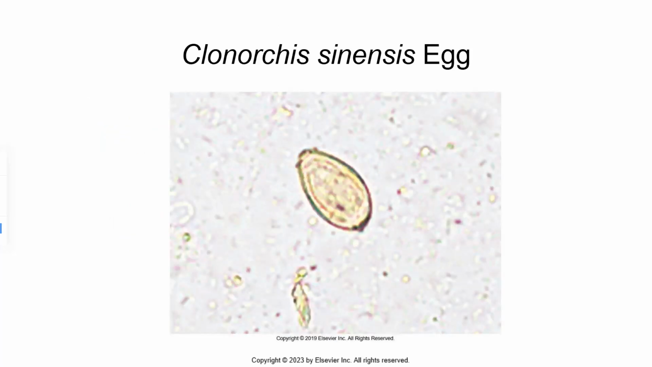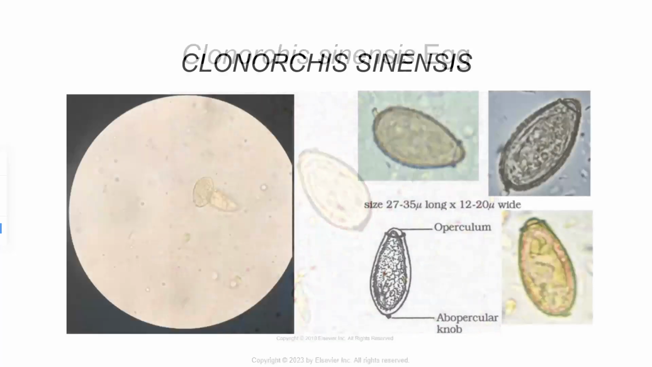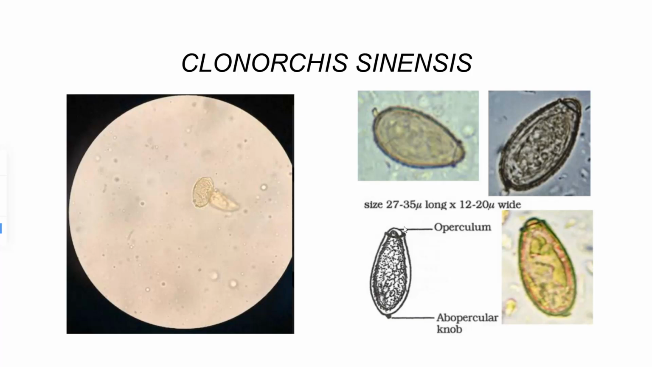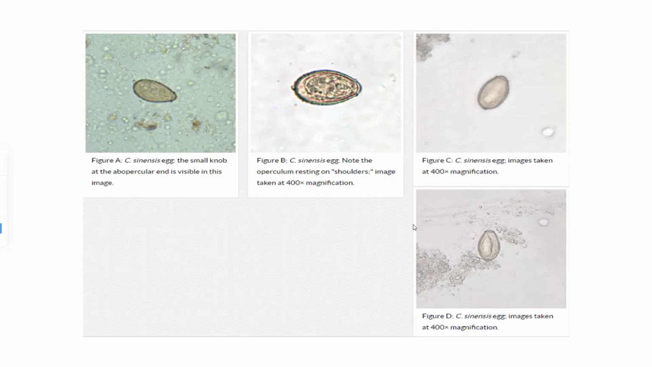So this is a picture of the Clonorchis sinensis egg. Here you can see the operculum and the abopercular knob. And this is a much smaller egg, so that's another distinguishing feature of this guy. And here's a few more pictures of it.